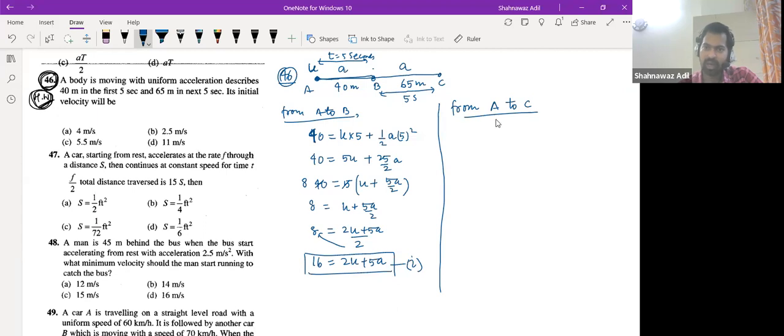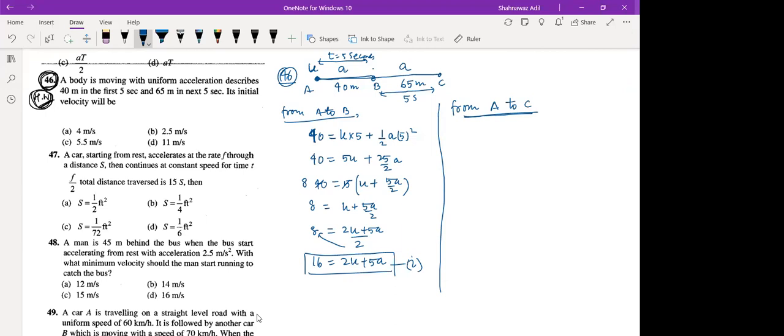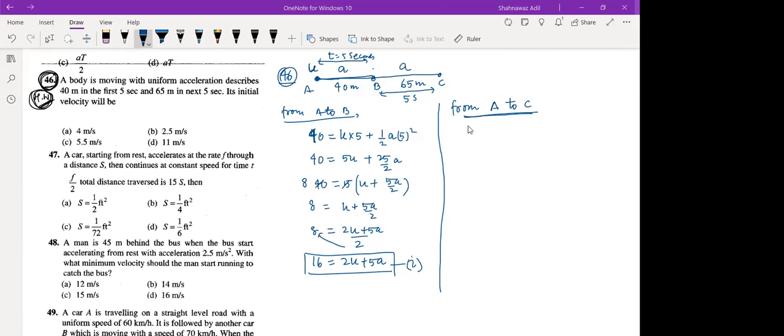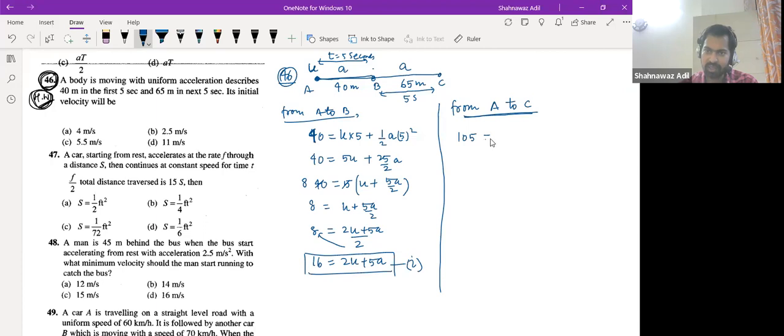Okay, so now what is the distance from A to C? Yes, what is the distance, guys? 85 meters. 85. So 65 plus 40, not 85. 105. 105, right? So 105, and then this is equal to how much?